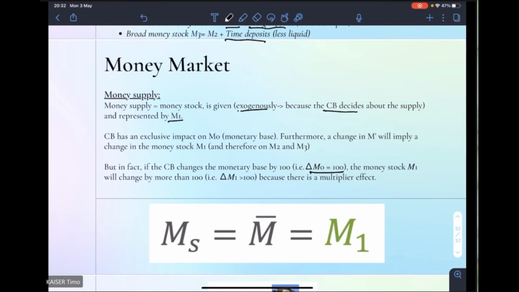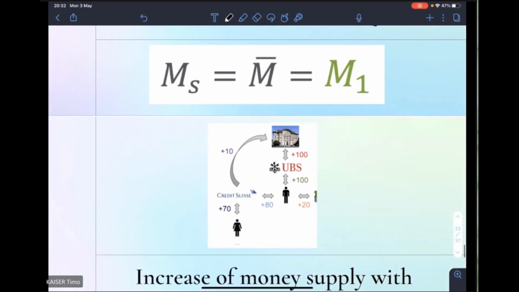That's something that we also assume right now. M0 and M1 are directly linked. In the end, the money supply will be bigger than only 100. So money supply will increase. And this is all due to the multiplier effect, which we will look at right now on the next slide.